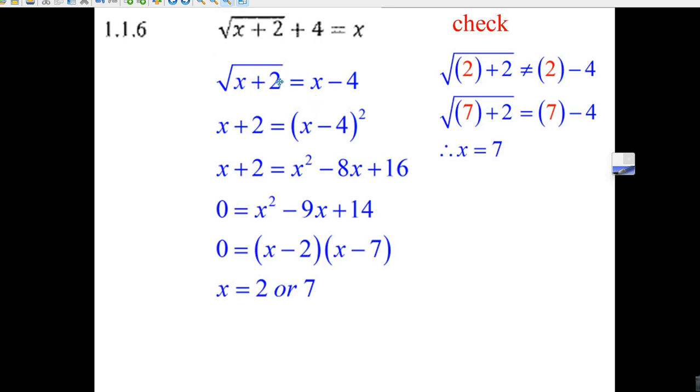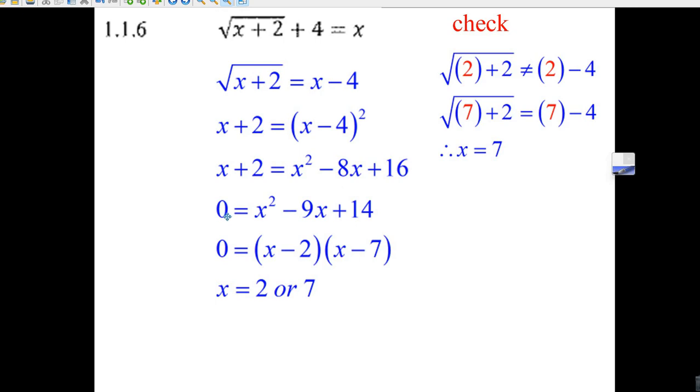Now you want to get rid of the square root, so you square both sides. Now (x minus 4) squared, you have to do FOIL on this. Don't forget the minus 8x. It's x times x is x squared. You've got minus 4 times minus 4 is 16, but you've got a minus 4 times x, and an x times a minus 4, it makes minus 8x.